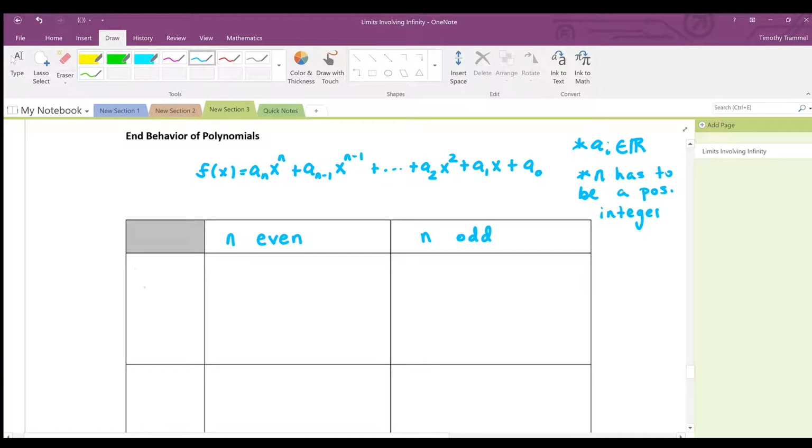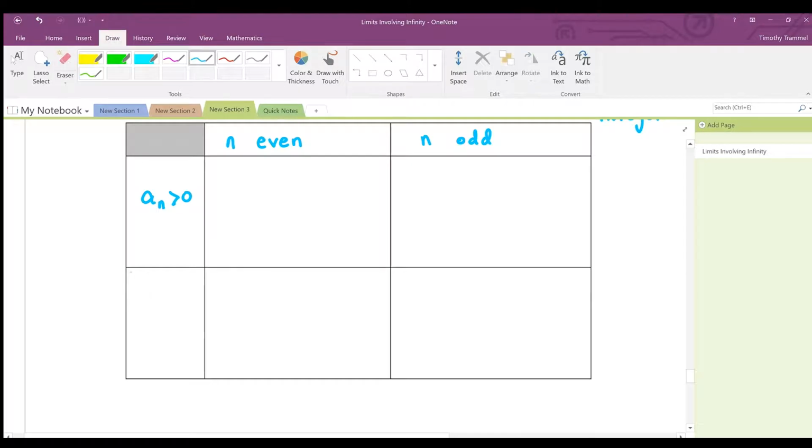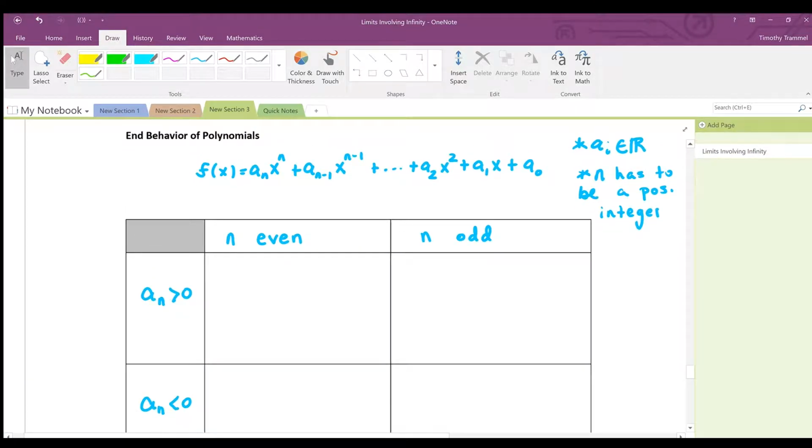And then down here, there's another thing that we're concerned with, and this is called the leading coefficient, a sub n. So if a sub n is greater than 0, or if it's less than 0, it will matter. And this table that I'm about to fill out here, you probably won't forget it after this if you're familiar with your even and odd degree polynomials. Let's start off with the case where n is even and this number in front of x to the n is positive.